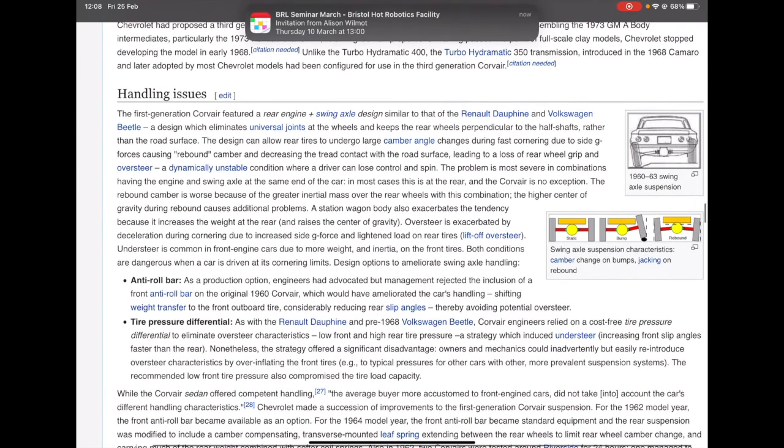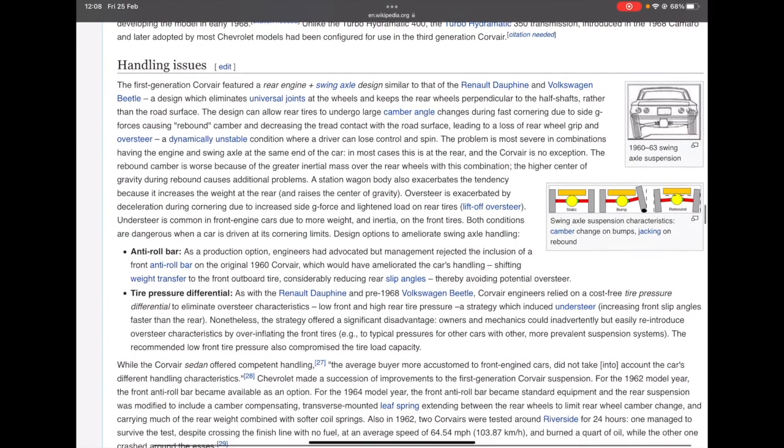So, the design can allow the rear tyres to undergo large camber angle changes during fast cornering due to side G forces causing rebound camber, so that's the jacking, decreasing the tread contact patch with the road surface, leading to a loss of rear wheel grip and oversteer. Again, that would be an unstable situation where the driver can lose control and spin. Problems are most severe in combinations having the engine and swing axle at the same end of the car, because it was rear engined.